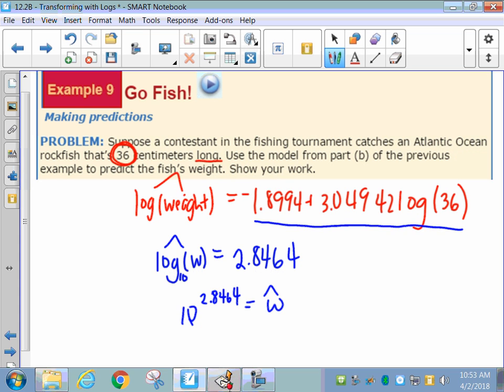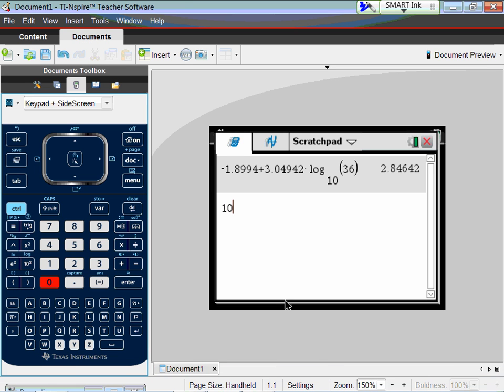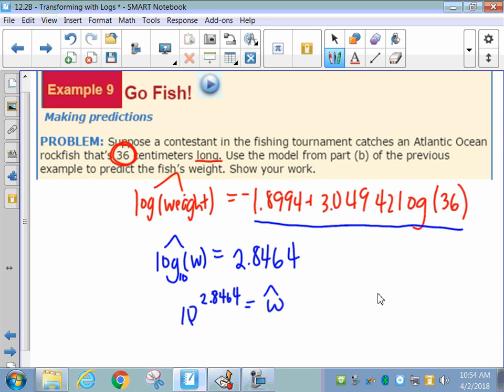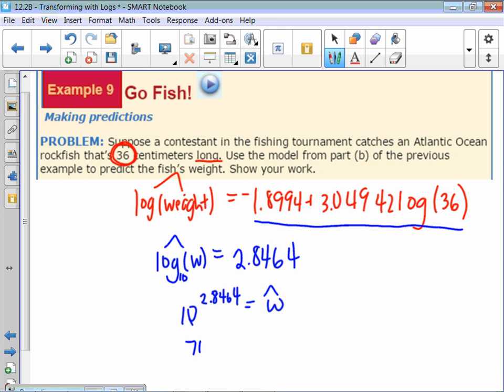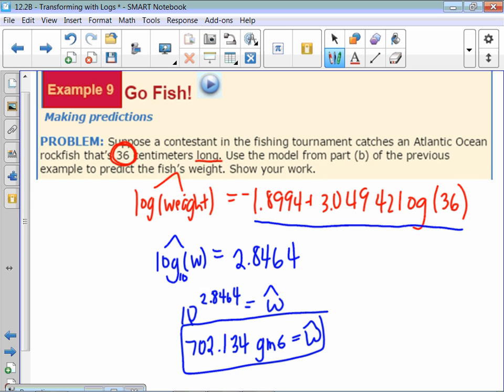Okay, now I can plug that into my calculator. And I get 702.134. Okay, and this is in grams. We're talking about the predicted weight of the fish when it has a length of 36 centimeters.